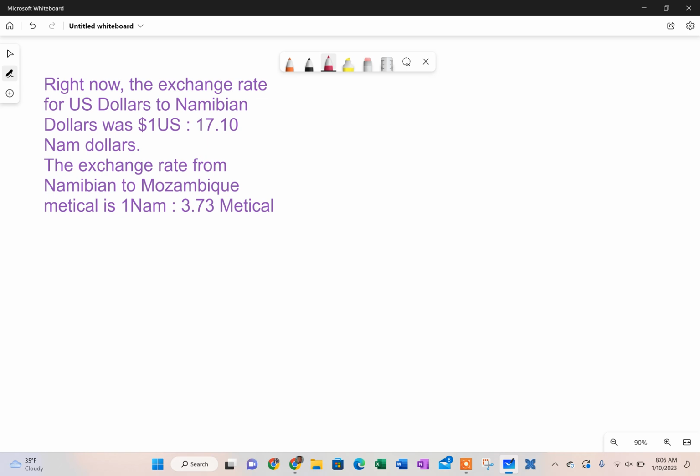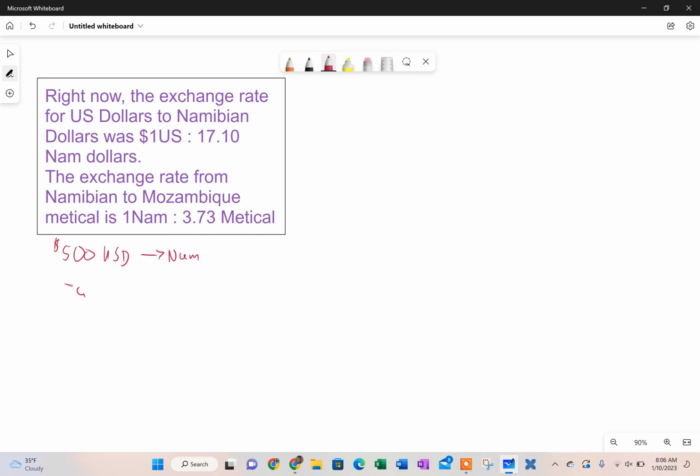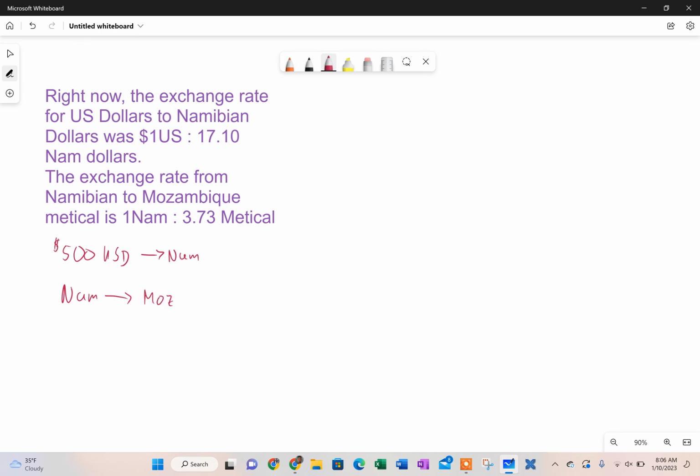So the question is, let's say I had 500 US and I was going to fly to Namibia and exchange it. And then let's say for some reason I didn't spend any of my money, and then I went to Mozambique and I exchanged it again. So I need to go from US to Namibian, and then from Namibian to Mozambique. So let's see, how would I do this?